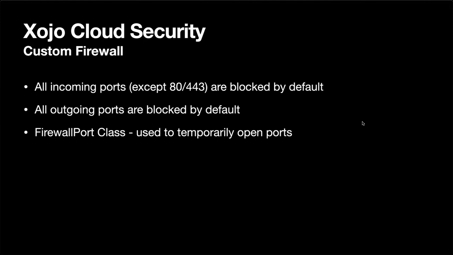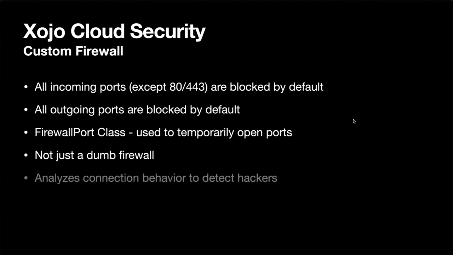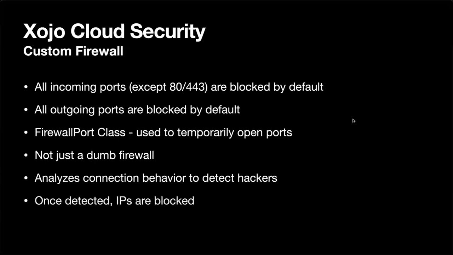If you're only opening them for use, maybe you've got a class that's going to connect to some external source, you make an instance of the firewall port class and you put it on a property, say, of your class. When your class goes out of scope, the firewall port class will go out of scope and all those ports will close. So that's something to think about. And again, this is not just a dumb firewall. It analyzes connection behavior to detect hackers. And when it detects one, the IPs are blocked.